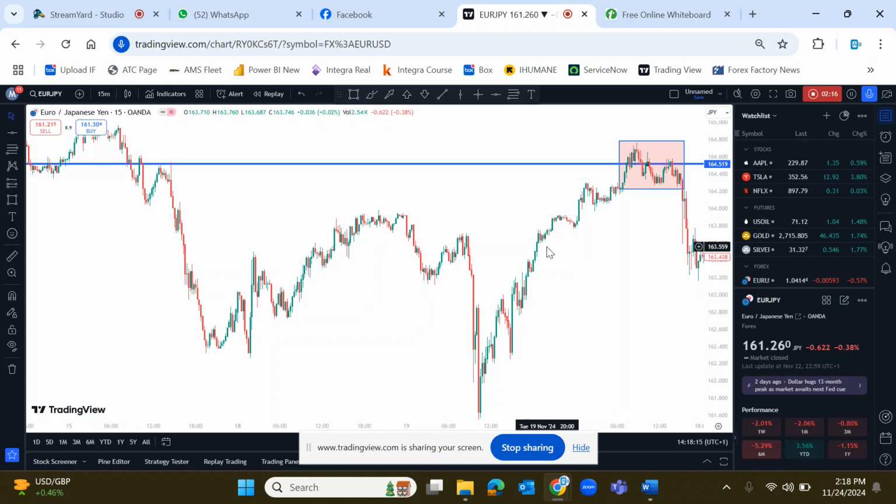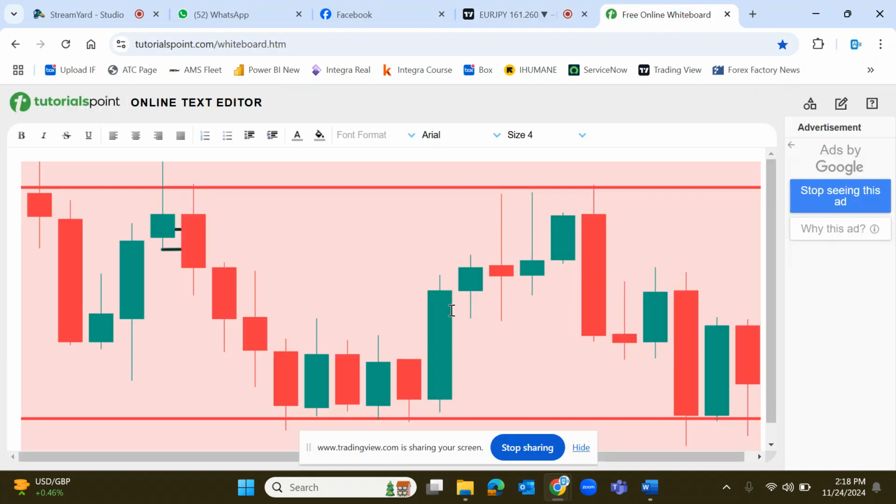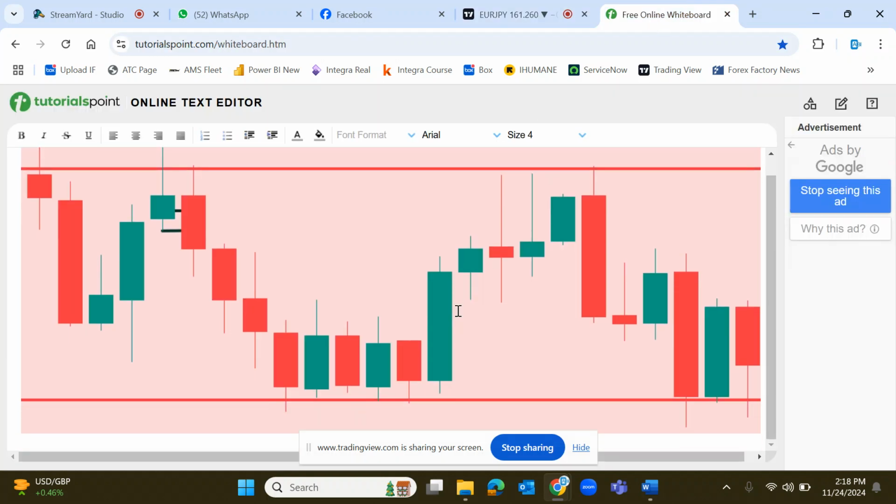Now, as I said earlier, we will be looking at internal range liquidity and market structure shift. So what does internal range liquidity do for you as a trader if you are trying to understand what direction the market is going? What is a range to begin with? A range is simply the price moving in such a way that it doesn't cross significantly beyond a given imaginary line.